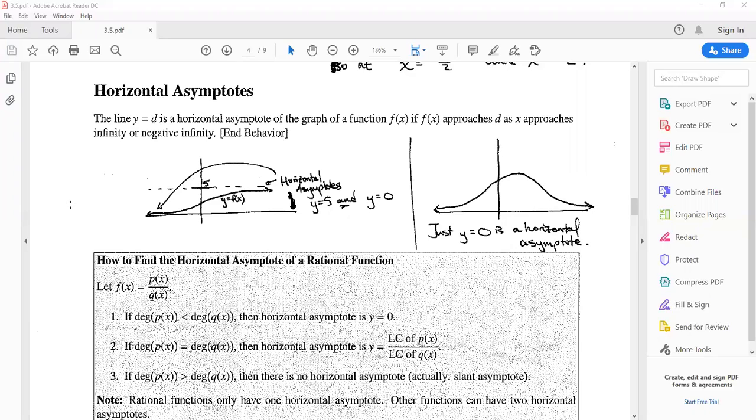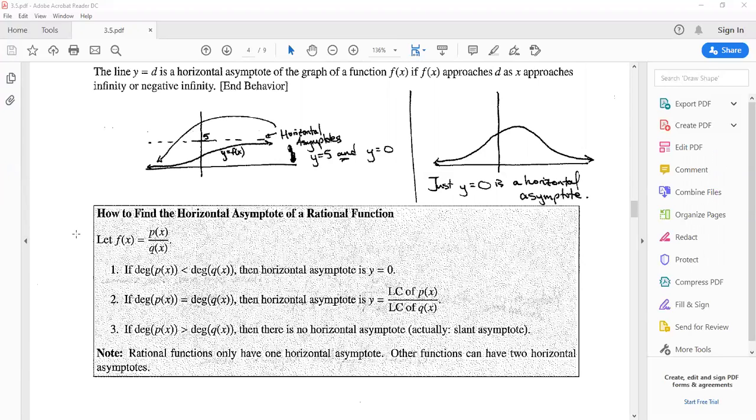So how do we find the horizontal asymptote of a rational function? Well, remember, a rational function is a fraction of polynomials, and so everything here is going to depend on the degrees of those polynomials. So let's say f of x is p of x divided by q of x, where p of x is the numerator and q of x is the denominator. Then if the degree of the numerator is smaller than the degree of the denominator, the horizontal asymptote will be y equals 0. It looks like this could be an example of that happening there.